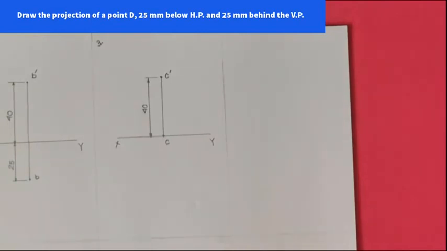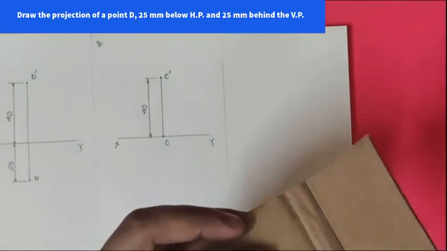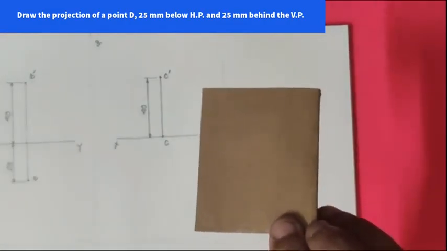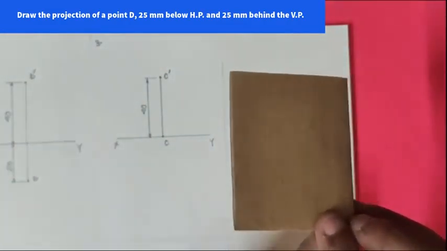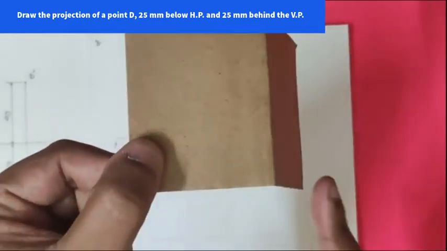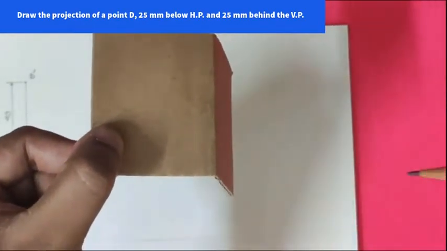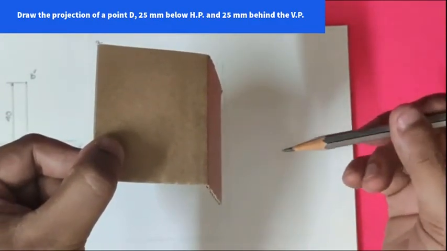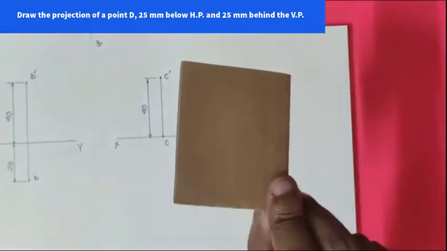Let us try to draw the fourth question. In the fourth question, you have a point D which is 25 mm below the HP and 25 mm behind the VP. That means when we see here, this is the case. Below the HP, and this is our VP. So it is behind the VP. We are viewing from this side. So this is in the third quadrant.